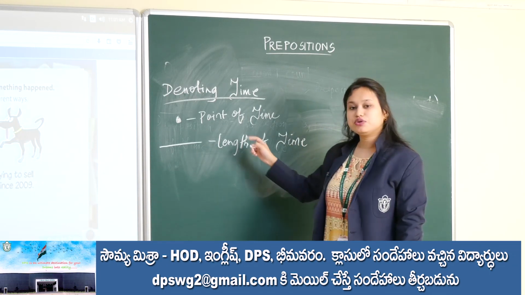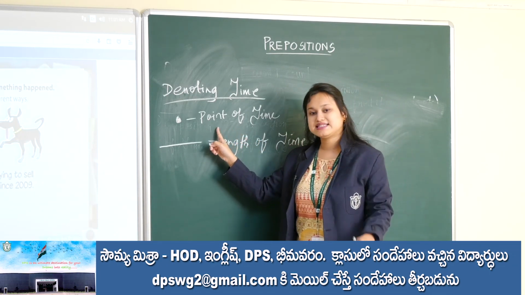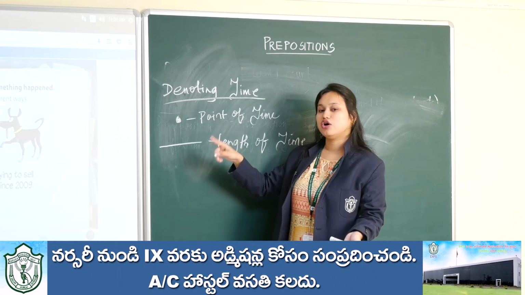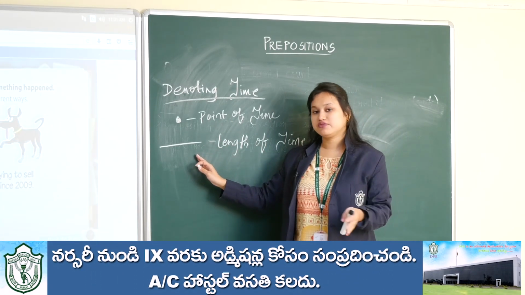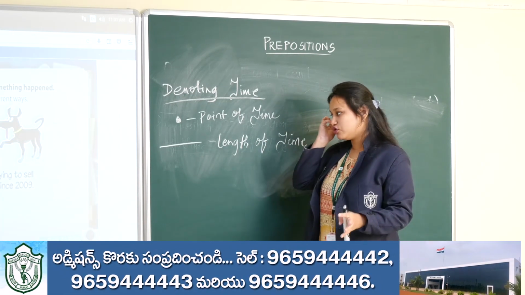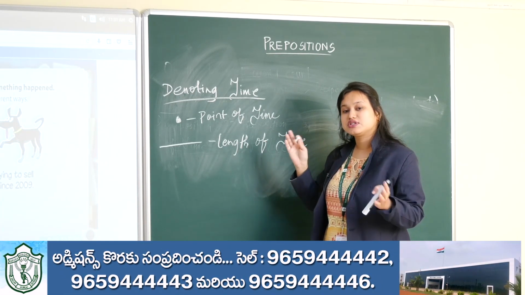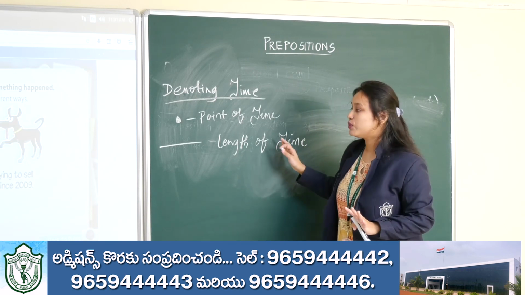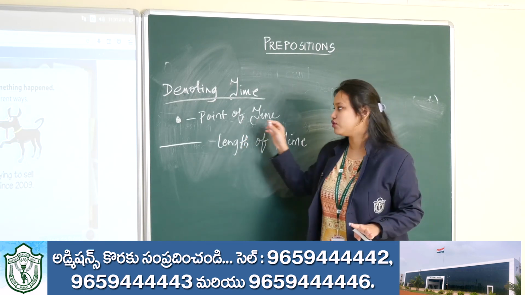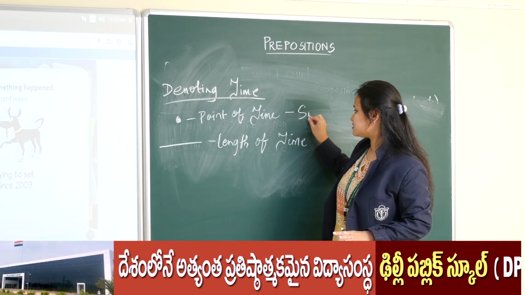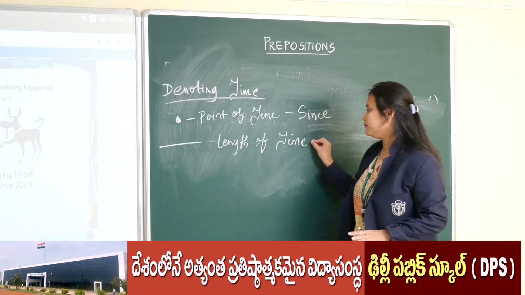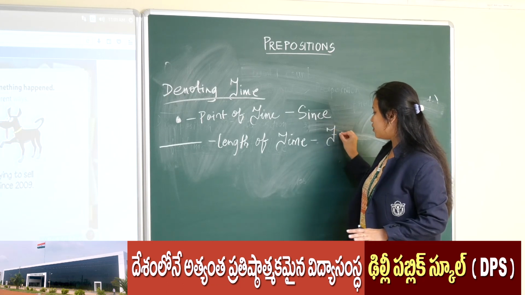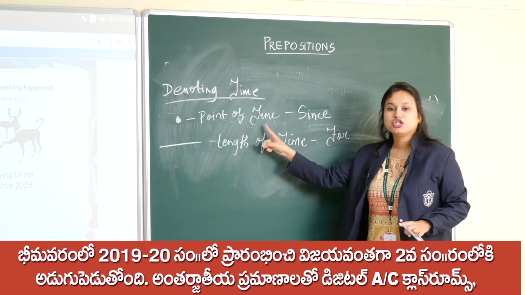So now you know this. Point means at 5 p.m., on Thursday, on Monday, in the month of May. Length means for 3 weeks, for a week, for a year. Length of time, so 2 hours, 1 week, 6 days. Whenever we are talking about a point, what do we use? We use since. And when we are talking about length of time, we will use for. Point of time, since.